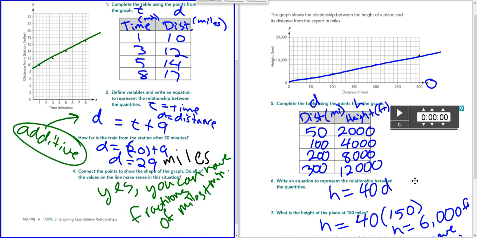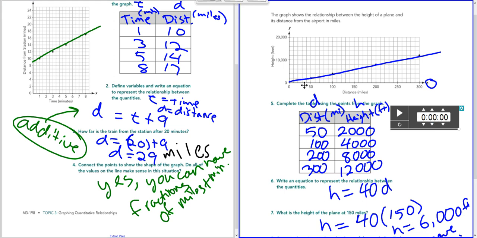All right. Then on the next page, I had you work on this. This is a plane, and every so many miles it climbs a certain amount of feet. And you can see that our distance is going to go on this side and our height on this side. So after 50 miles, it's 2,000 feet in the air, and so on. And what's the relationship here? Well, the relationship is we need to multiply by 40. It's not an additive relationship, it's a multiplicative relationship. We're multiplying 50 times 40 to get 2,000. 100 times 40 is 4,000, and so on.